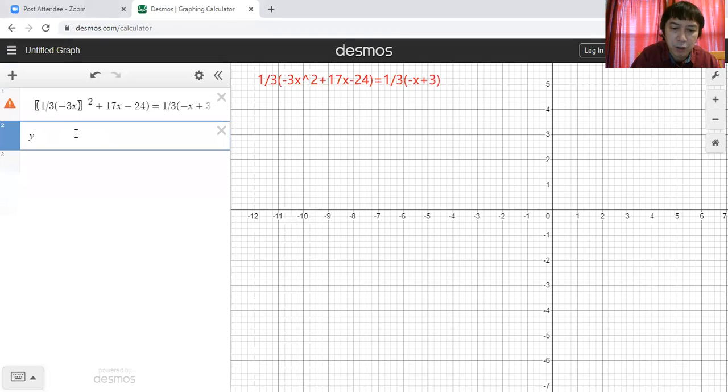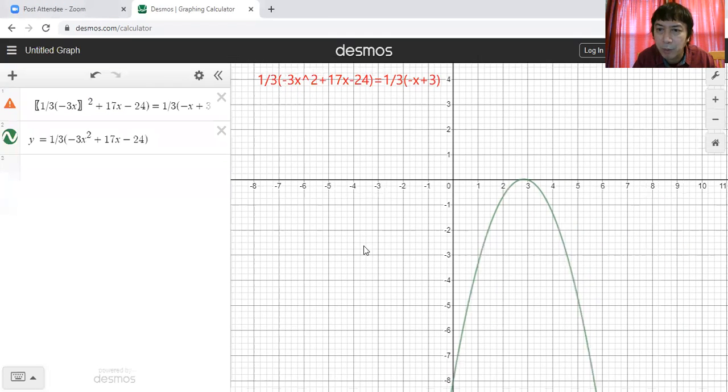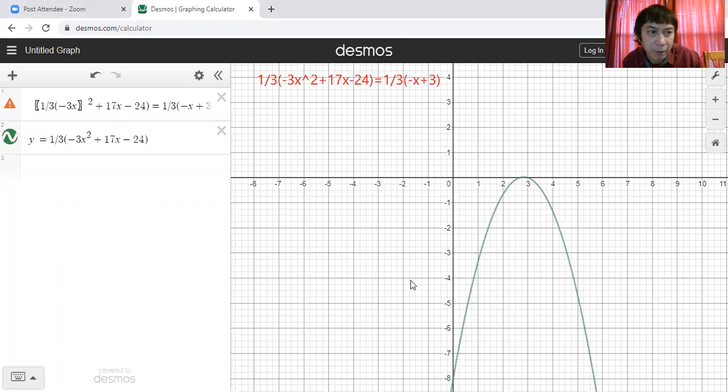We now have y is equal to the left side. There, here's our left side of the equation, and the graph is a parabola. You can see the parabola in the fourth quadrant. A little bit of it is located in the first quadrant. I think the very tip is right there.